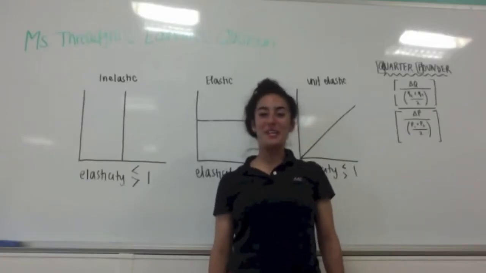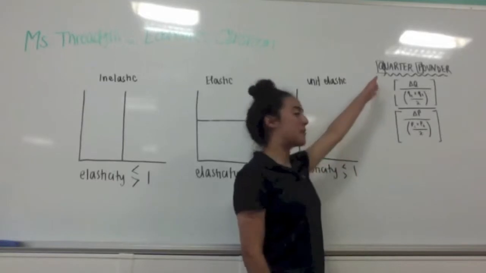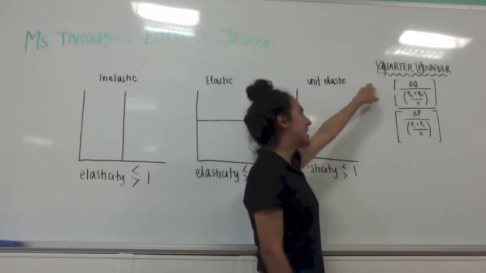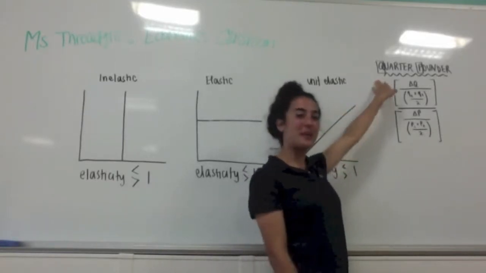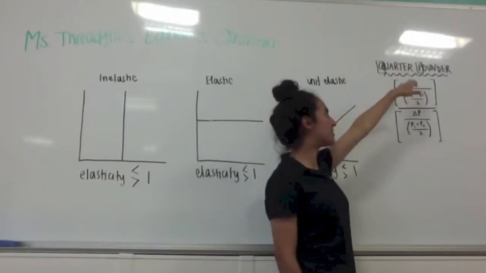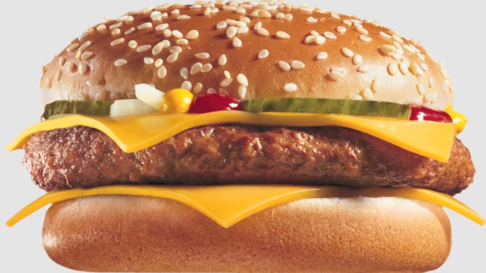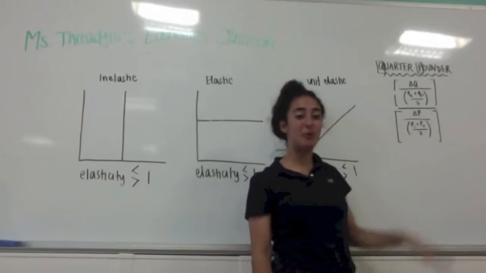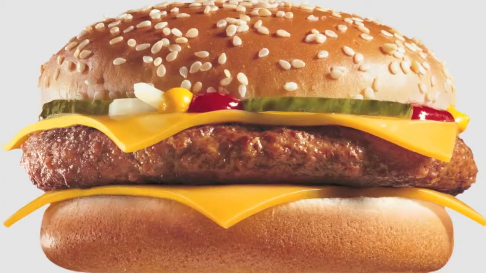Yes, Nichole? What's the formula for elasticity? Well, Nichole, I already knew you would ask that question, so I wrote down the equation for you. Here's something that can help you remember the equation. Quarter pounder. The Q and the P are very important in the quarter pounder.